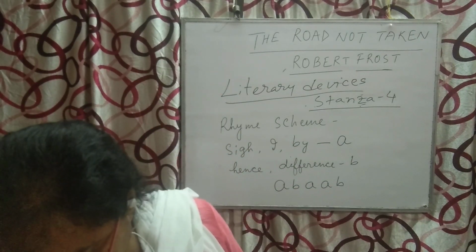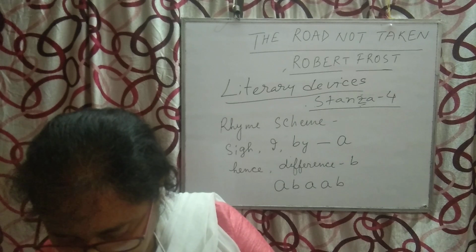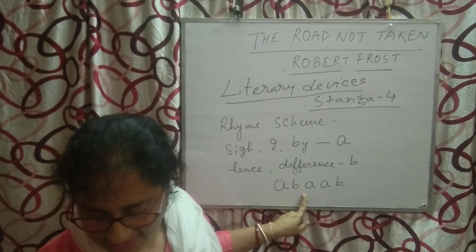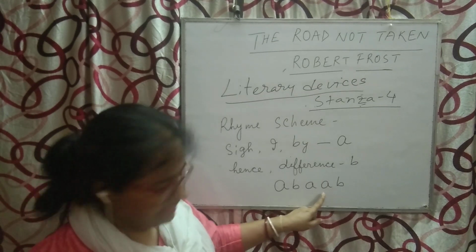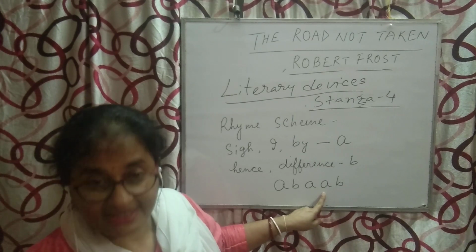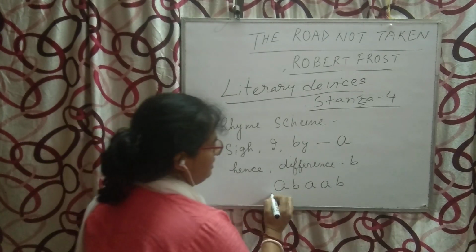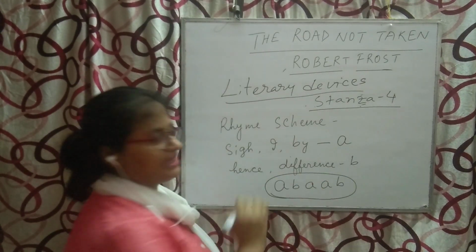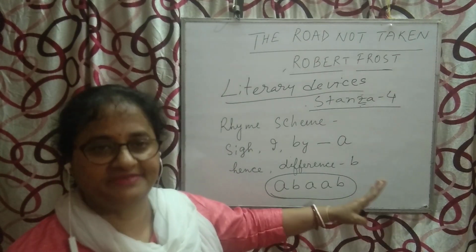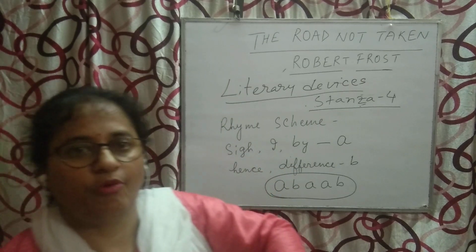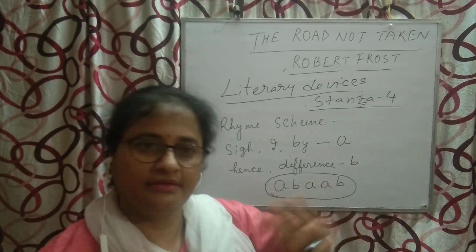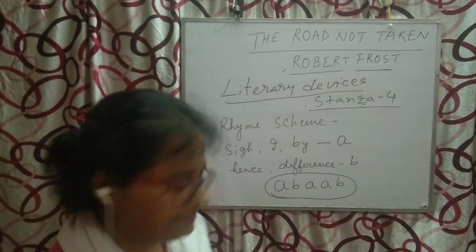Now if we consider "sigh" A, "hands" B. Now see, "I" A. Now again "by" A. Now "difference" B. Then all together the rhyme scheme will be A B A A B. Now we have seen the entire poem. The rhyme scheme is A B A A B. Clear? Okay.